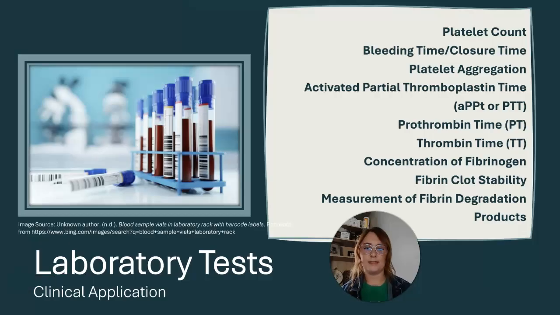There are numerous lab tests that are available to measure the phases of hemostasis in different capacities. Here is a list of a couple. Some really important ones to look at are platelet count, bleeding time, closure time, platelet aggregation. We tend to look at prothrombin time or thrombin time a lot, and also the measurement of fibrin degradation products.